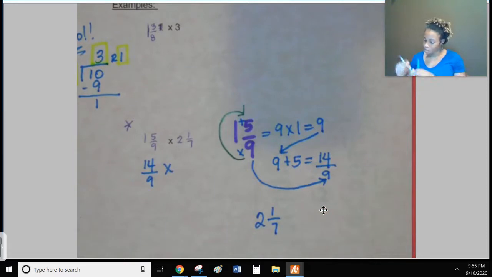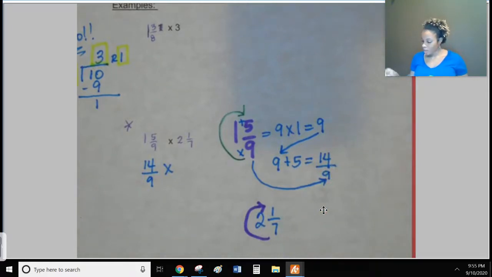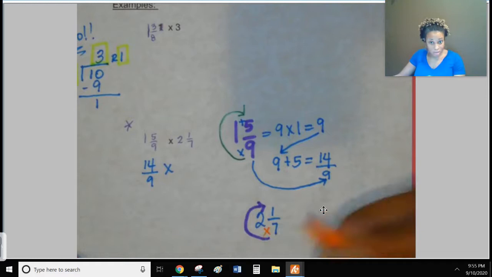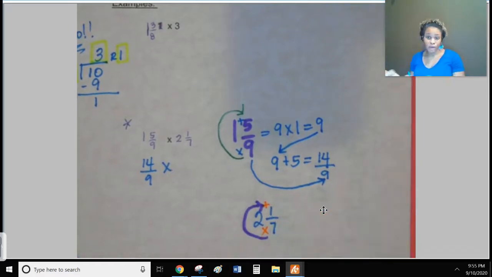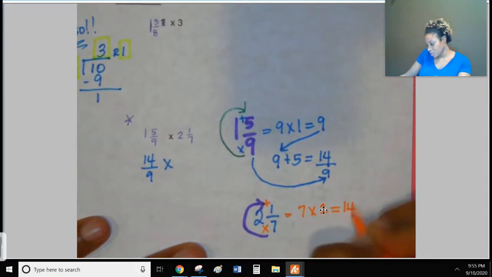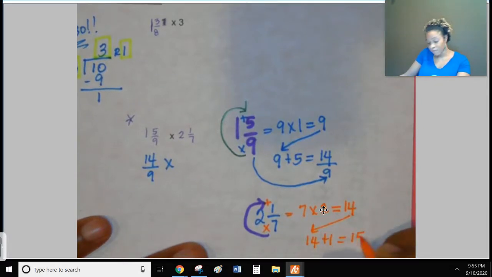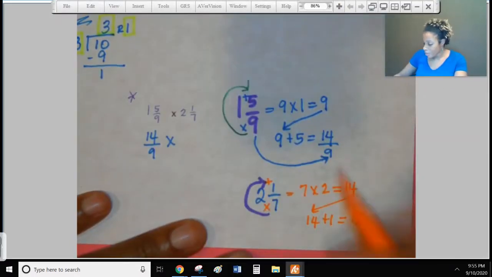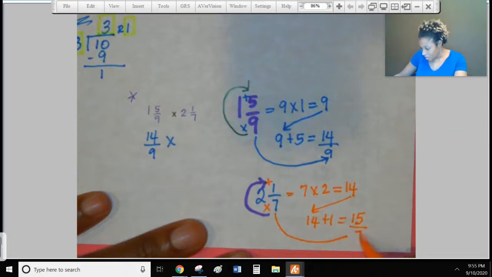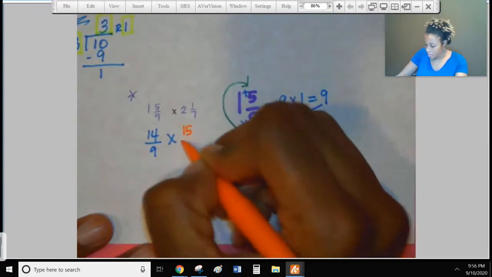so I'm going to make 2 1/7 also improper. Same process as before. I'm going to multiply the denominator times the whole number and then add the numerator to their product. So 7 times 2 equals 14. Bring that down. 14 plus 1 equals 15. So my new numerator is 15, and my denominator of 7 stays the same. So this becomes 15 sevenths.